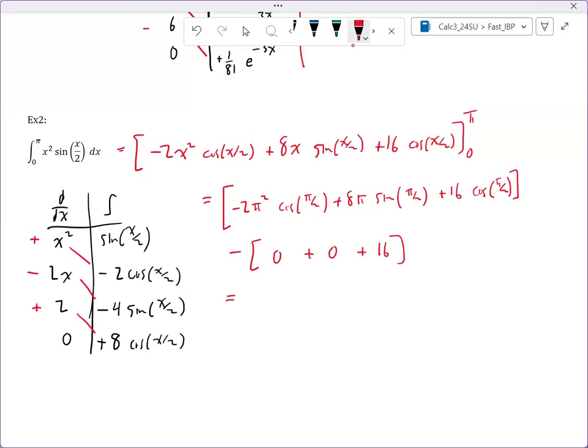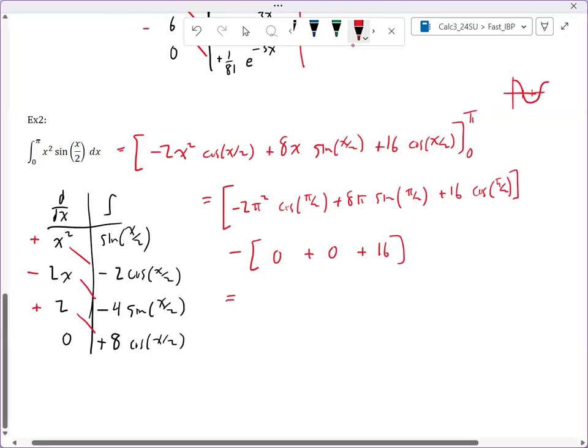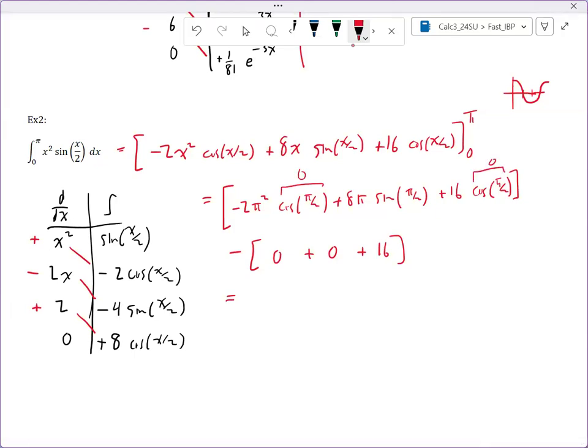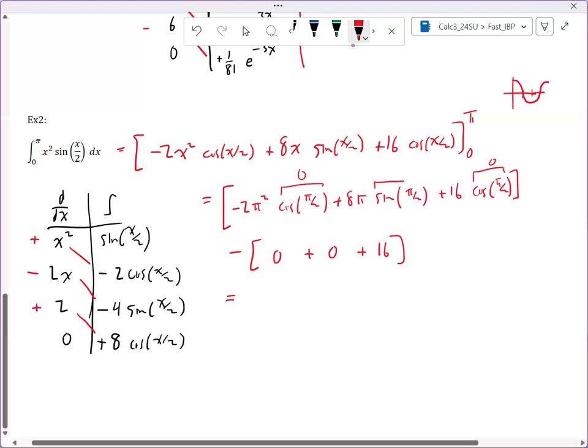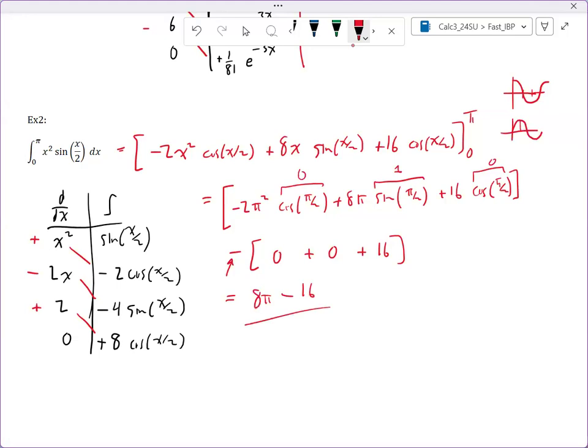And we can simplify some of this. Well, cos of pi over 2, right? Remember that cosine goes like this. Here's pi over 2. Cos of pi over 2 is 0, so this zeroes out, as does this. And sine of pi over 2, of course, is just 1. So this first bracket just gives me 8 pi times 1. And my second bracket, remember the minus, gives me a minus 16.